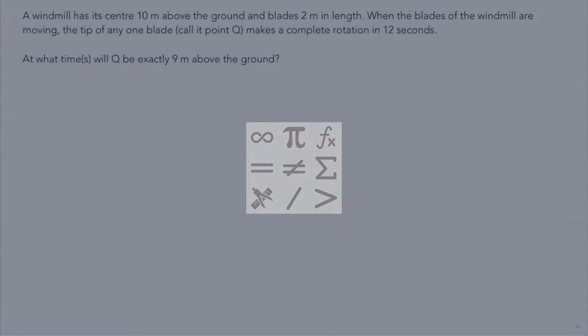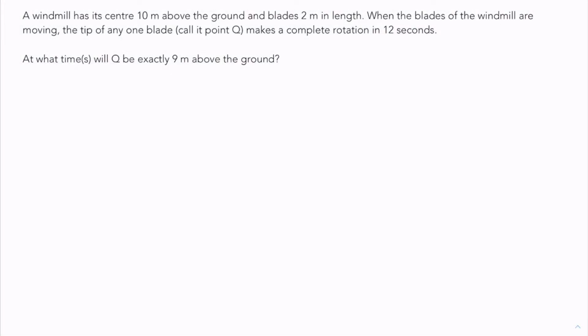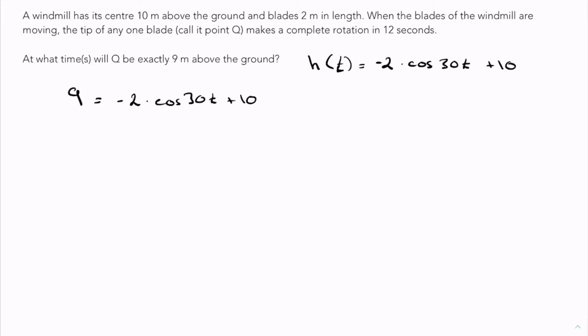Okay, for this video, we want to know at what times will Q be exactly 9 meters above the ground. If you recall, the equation from the previous videos was h of t equals -2 times cosine of 30t plus 10. Well, 9 meters is going to be our height, and we basically want to solve this equation: 9 = -2 times cos of 30t plus 10.